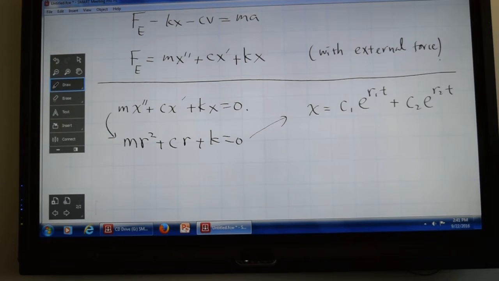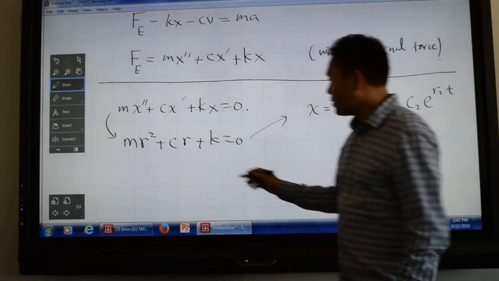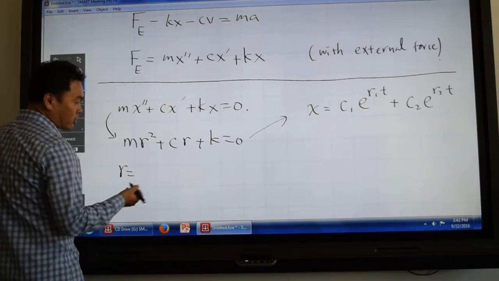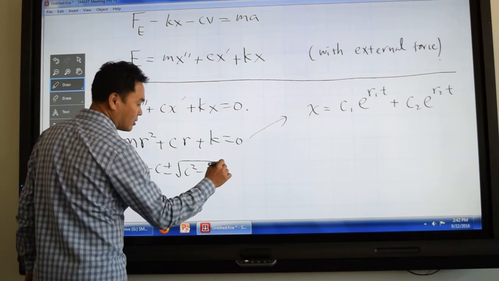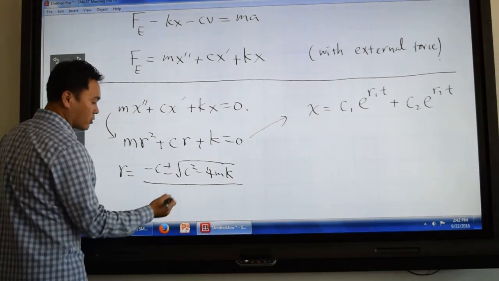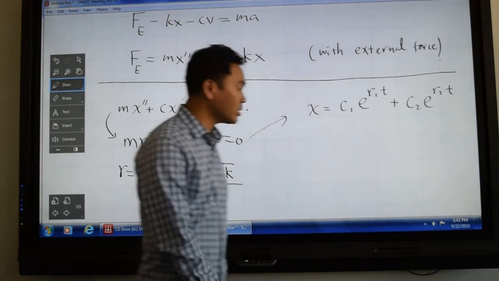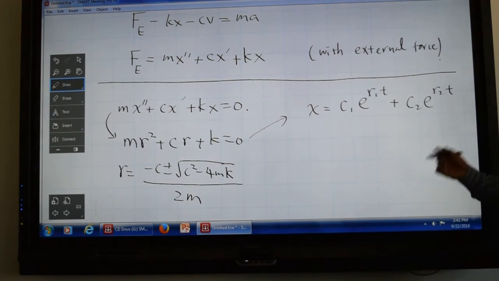Is it never going to be any of the other cases? Actually, that's the problem. What would happen if you had solutions of the characteristic equation as, say, complex numbers? What are you going to see? Sine and cosine, right? So if you find a solution in terms of r equals negative c plus minus square root of c squared minus 4mk over 2m, this is what you're going to see.